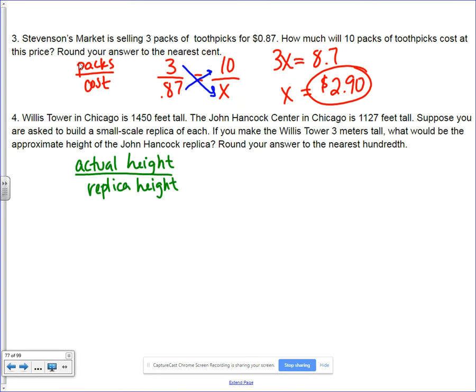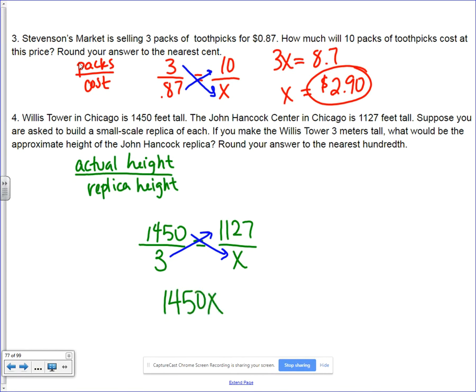So we're going to cross multiply. Gives me 1450x equals 3381. Then we're going to divide to isolate there, and you're going to get approximately, let's go to the nearest hundredth. So the hundredth is 2 decimal places. So that gives me 2.33, because after that second 3 is a 1, so it's going to stay at 3 there, and those are meters.